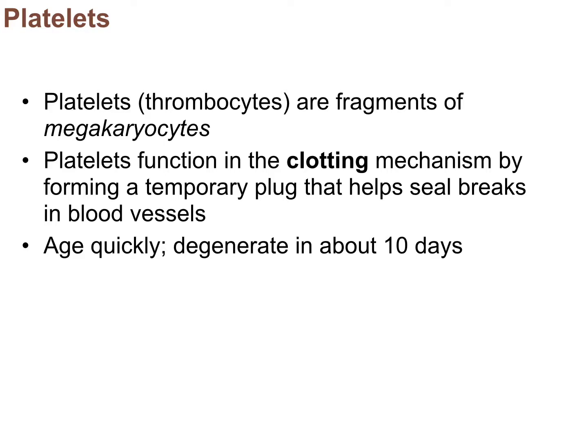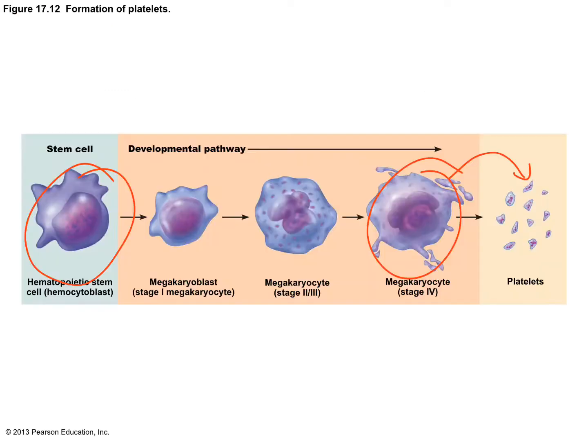Some other aspects of platelets is they do age quickly and they degenerate in about 10 days, which is good because they form clots, right? So we don't want them forming clots in something that's like a blood vessel that's not broken. That would be a problem. This shows the pathway with the platelets, starting with the hemocytoblast, ending up with platelets. You can also see how it's a fragment of that large cell called a megakaryocyte.